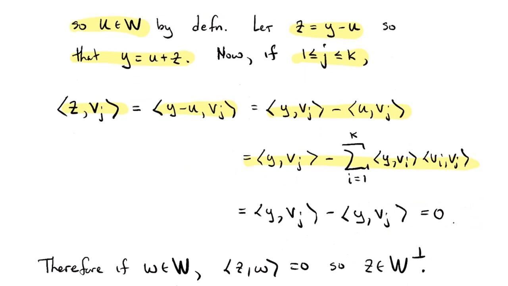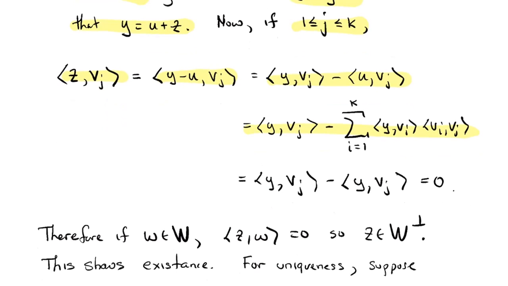So that shows that z is orthogonal to every basis vector in W, and hence by linearity, z would be orthogonal to everything in W. Okay, so that's what I'm writing down here. If you take any element of W, z will be orthogonal to it, so z is in W perp. So we've got existence. We've written our y as something in W plus something in W perp.